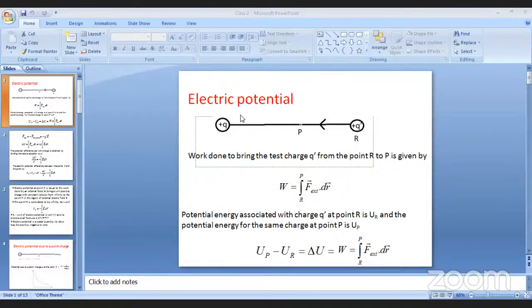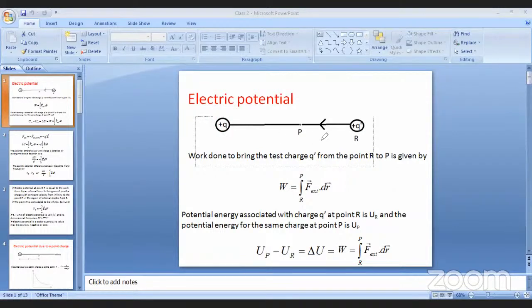So when we talk about electric potential or electrostatic potential, first of all, we have to consider a source charge like this. Here you can see this charge plus Q. Let me consider this as a source charge. This is a positive charge represented as plus Q. And this source charge produces an electric field around it that you all know very well.